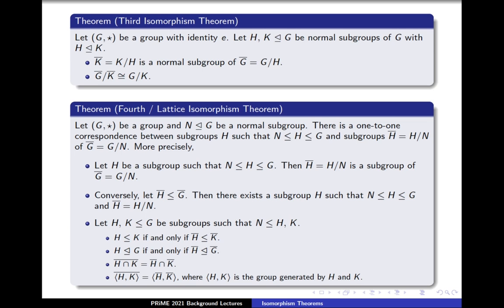Let H and K be subgroups of G such that N is a subgroup of H and K. Then H is a subgroup of K if and only if H bar is a subgroup of K bar. H is a normal subgroup of G if and only if H bar is a normal subgroup of G bar. If we look at H intersect K bar, that's equal to H bar intersect K bar. And if we look at what's called the join of H and K, or the group generated by H and K, the join of H and K bar is equal to the join of H bar and K bar.